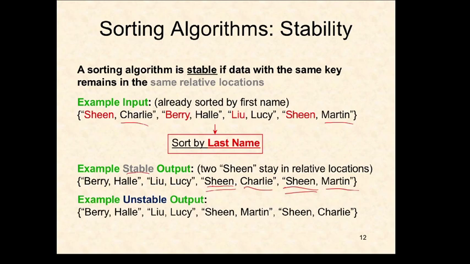They maintain their relative order. Charlie was before Martin before this sort. Charlie is before Martin after this sort. With an unstable sort, they might reverse their order or they might maintain their order. It's hard to predict. With an unstable sort, it might go either way on the ordering. But a stable sort is guaranteed to be in that order.